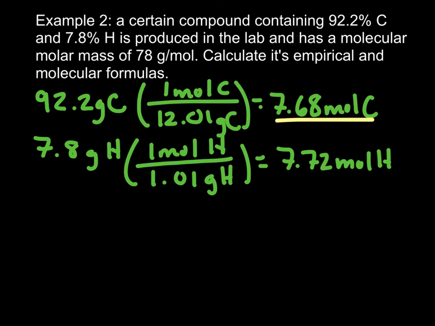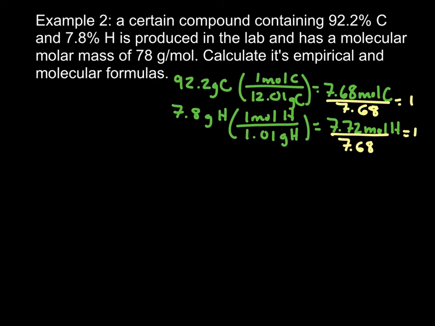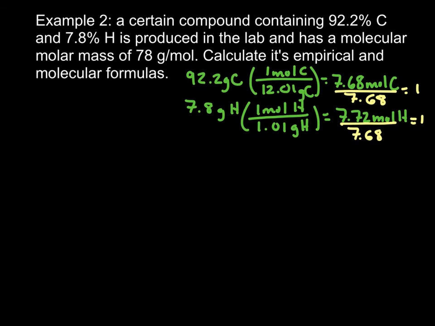We then divide by the lowest mole value, 7.68. And for all intents and purposes, we get 1 for both. So that means that our empirical formula, let's move this over here, our empirical formula is CH. Now we can go on and calculate the molecular formula.